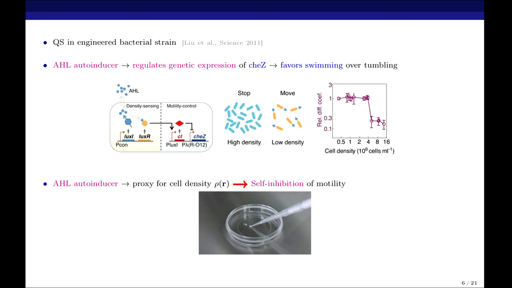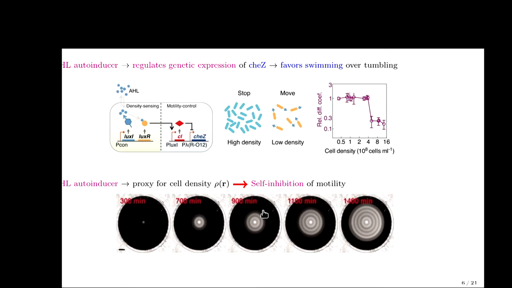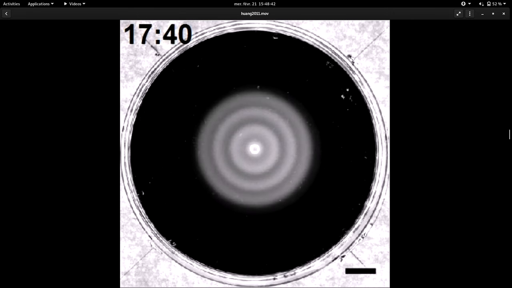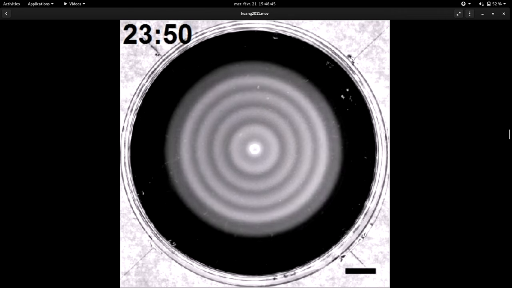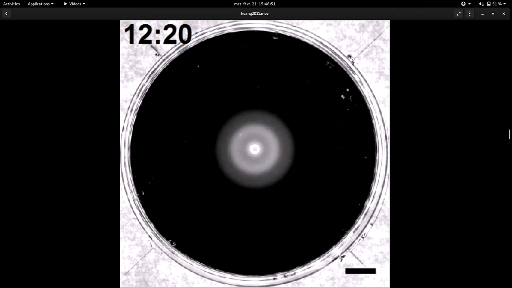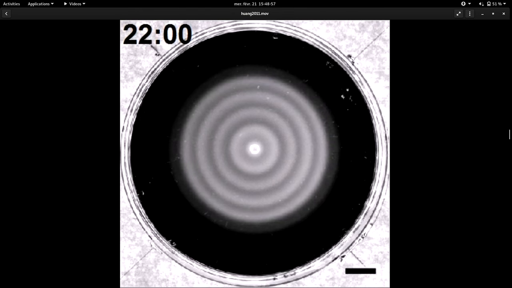So what happens in this system? They put their bacteria in a central inoculum in a petri dish. They let them grow over one day, and they observe the spontaneous formation of rings. I can show you a movie. You see how from this central inoculum, over the scale, so these are hours passing by, the system forms concentric rings. And importantly, you must notice that these rings alternate between dilute regions and dense regions of bacteria.